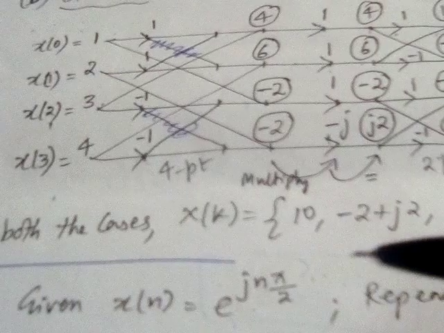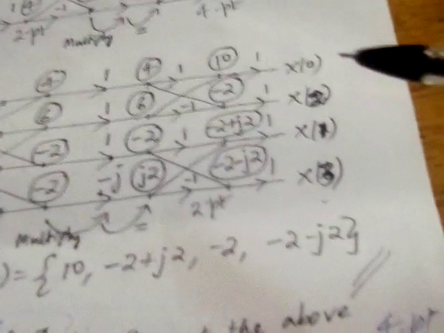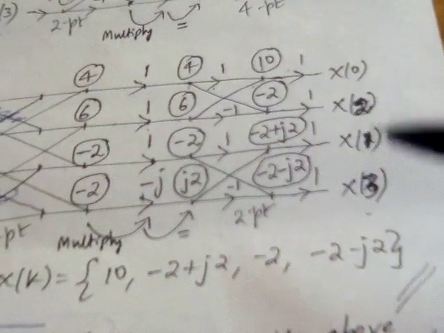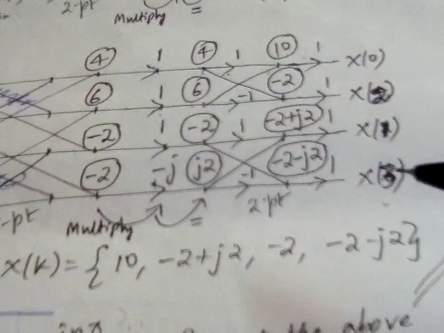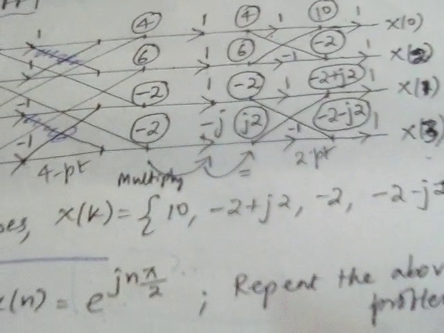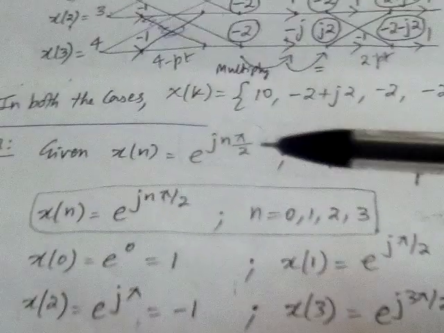X of k, capital X of k is the final answer, because this is capital X of 0, 2, 1, 3. Output is bit reversal in DIF, but here you write in normal order. Okay, and you can try this.